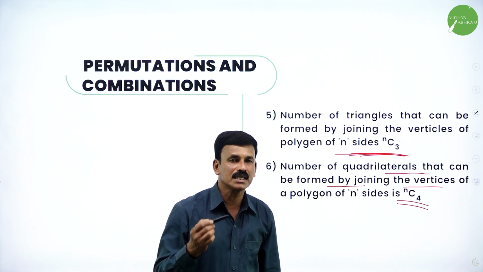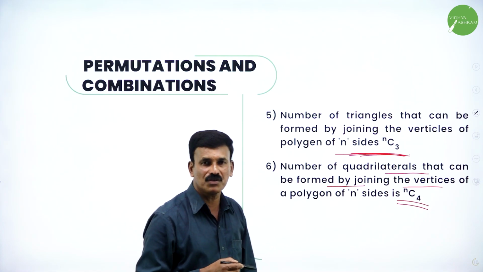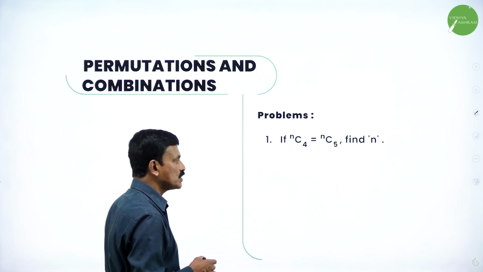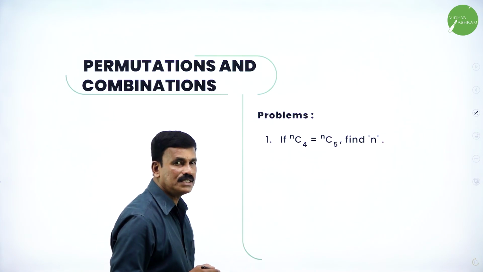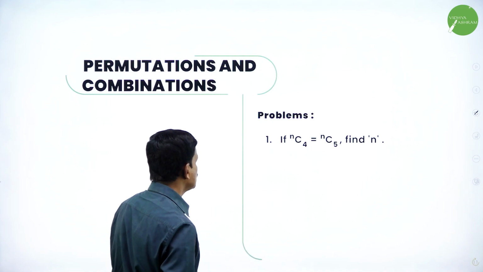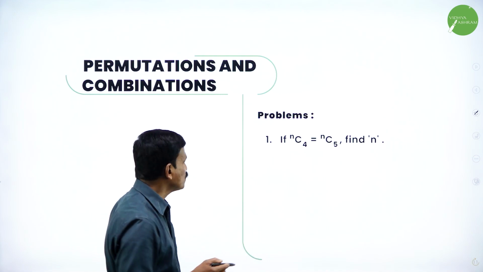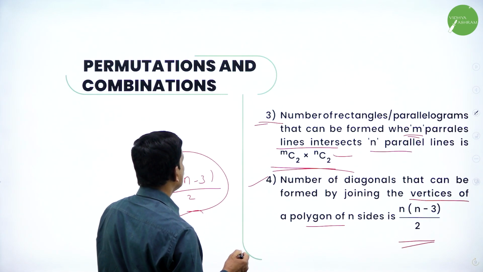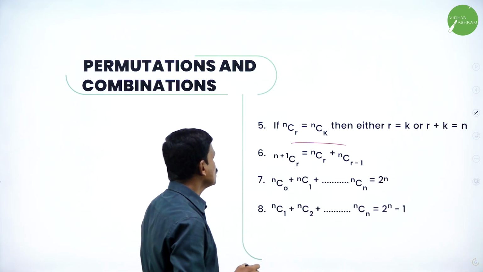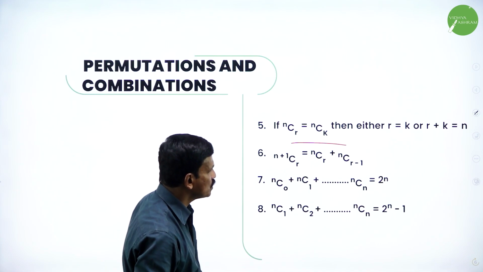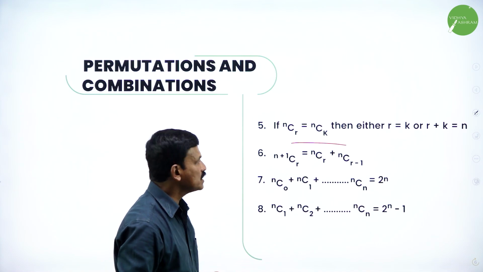Now, based on this, let us take the problems. Let us move on to the first problem. If NC4 is equal to NC5, find n. According to the property, what is the property here? Yes, this one, the fifth property: NCR is equal to NCK implies R is equal to K, or R plus K is equal to N.